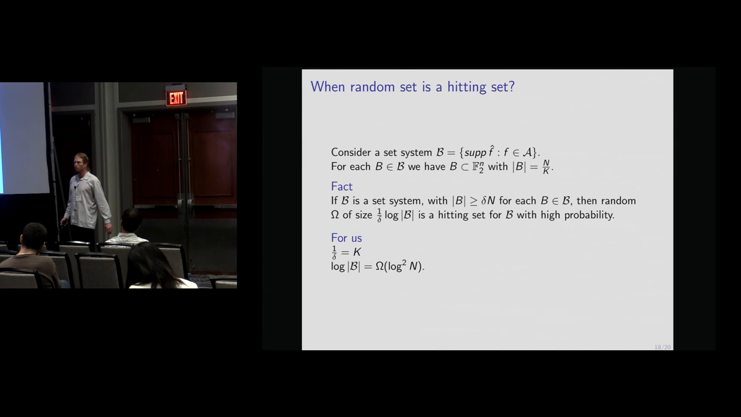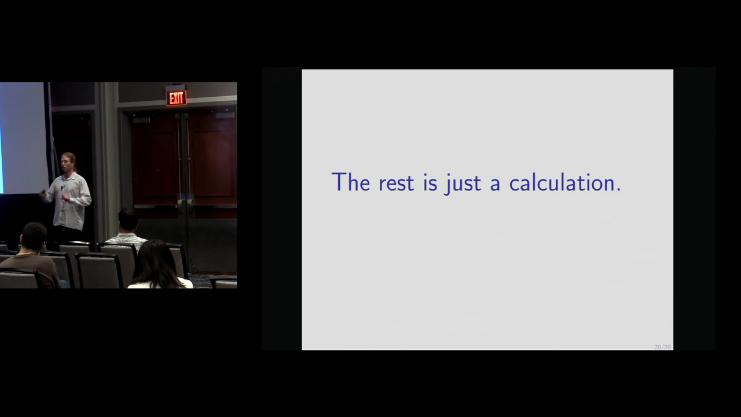And now, via some second moment argument and simple calculation, you can show that if you are using much fewer rows than K log squared n, you are not going to get a hitting set with high probability. Okay, thank you.